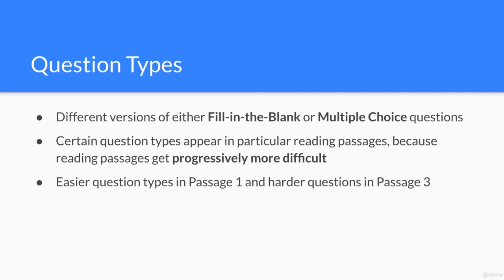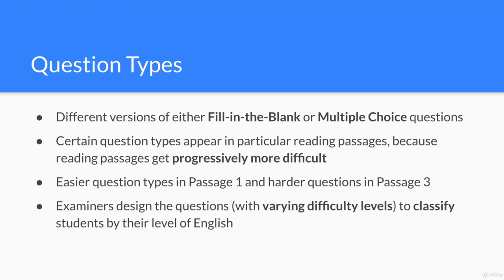Now, the reason why examiners design these different questions with varying levels of difficulty is so that they can classify the students by their level of English. So by understanding how many questions you are getting correct or how many questions you're getting wrong, it's very easy to classify your level of English. So for this reason, you're going to find questions with a mixed level of difficulty, some easy and some much harder.